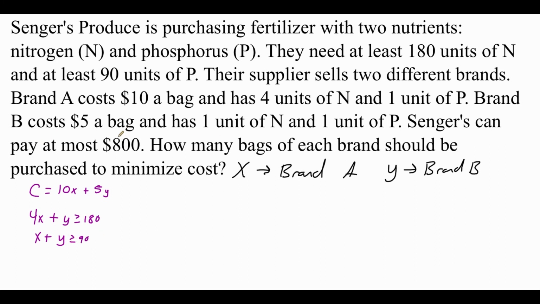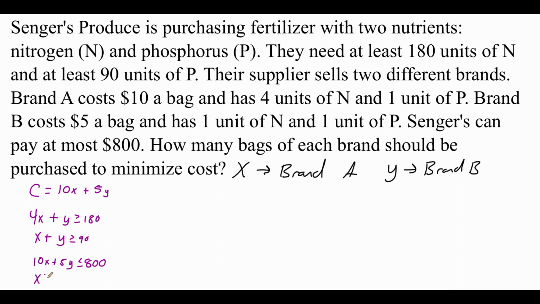Now, we also know that we need our cost to be somewhere under $800, and if we're paying $10 for brand A and $5 for brand B, then that inequality is going to look like 10x plus 5y needs to be less than or equal to that $800. Now, there's going to be a couple of other constraints in here that won't be as important, but we are going to need to buy at least 1 bag of each brand.